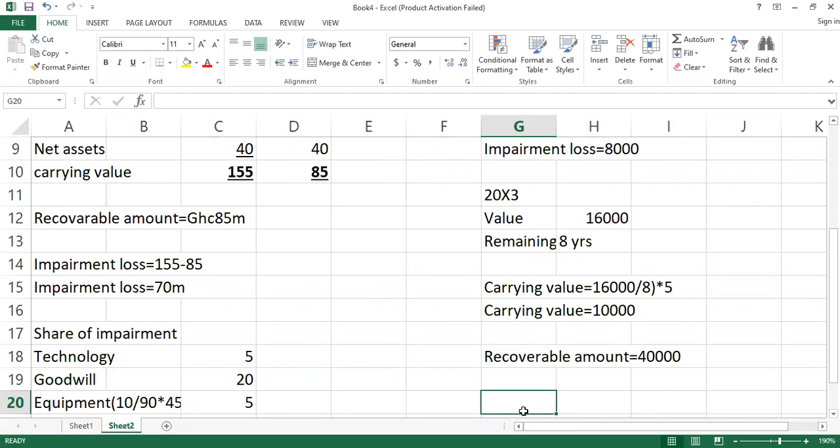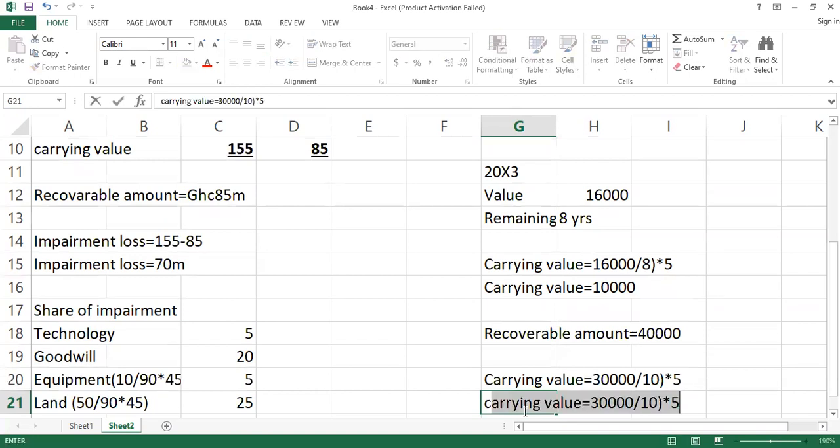If there was no impairment loss at all, it means that we will still be depreciating the asset using 30,000 over 10 years. Am I correct? After how many years are we doing the reversal? It's after 5 years, isn't it? So we multiply this by 5. So what will be the carrying value now? 15,000. That will be the carrying value.